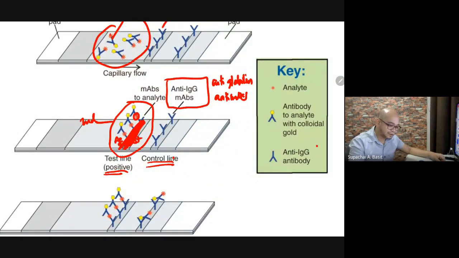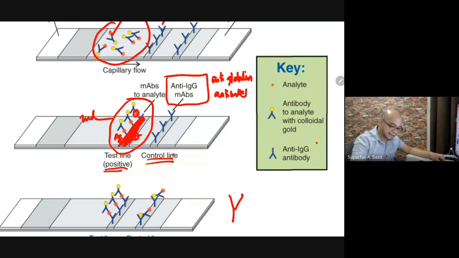So the anti-globulin monoclonal antibodies will bind at the Fc portion of the first antibody. This is the first antibody. This is the second antibody. So meron siyang Fc portion, so dito magbabind. So magkakaroon din ng line. Magkakaroon din ng color dito.